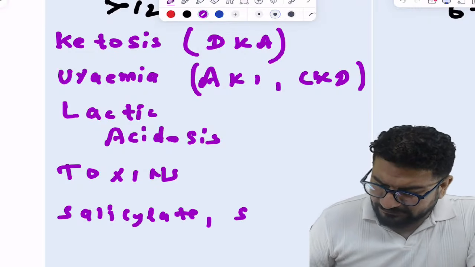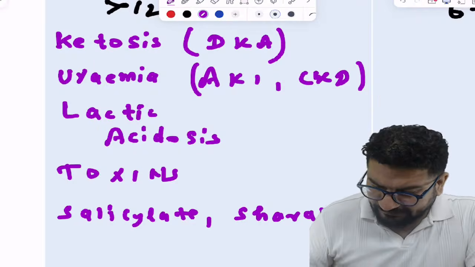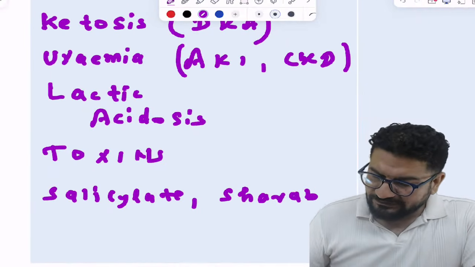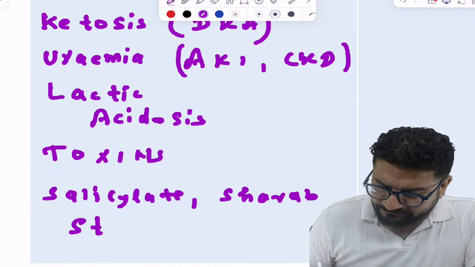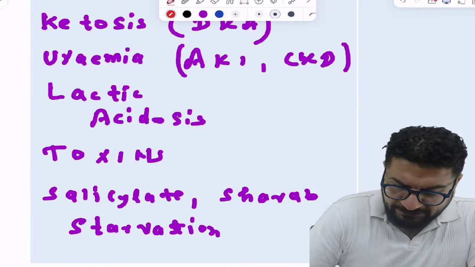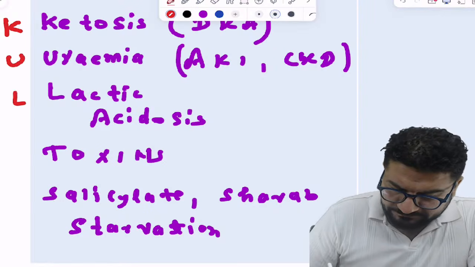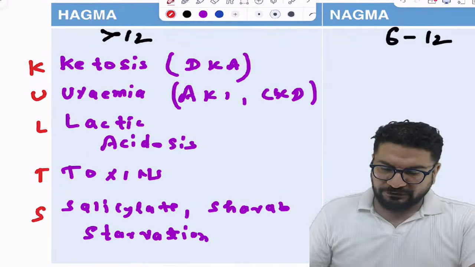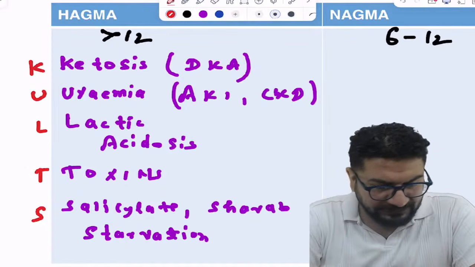You can see this with sharab, means alcohol, and you can see this in starvation. So this you can remember by mnemonic CULTS. So S for salicylate, S for sharab, S for starvation.